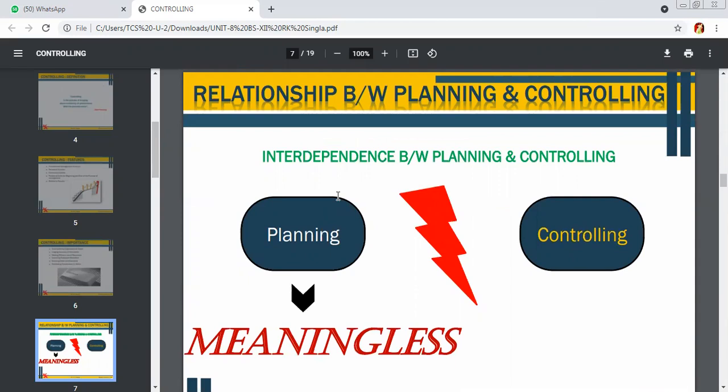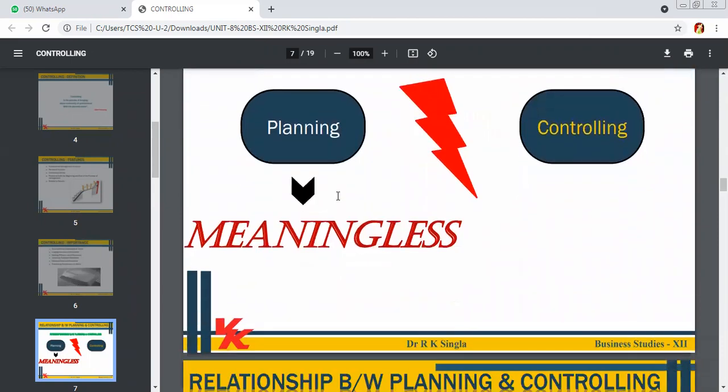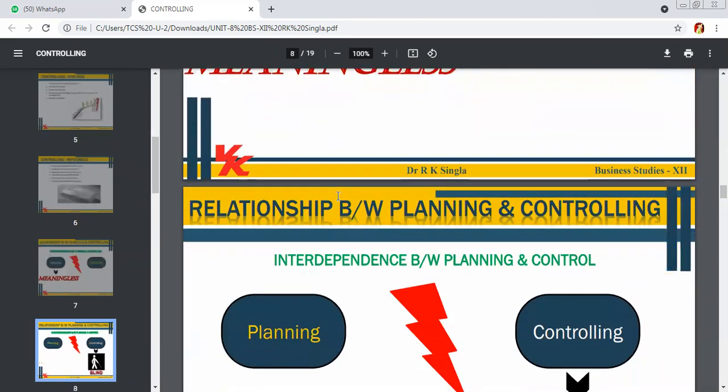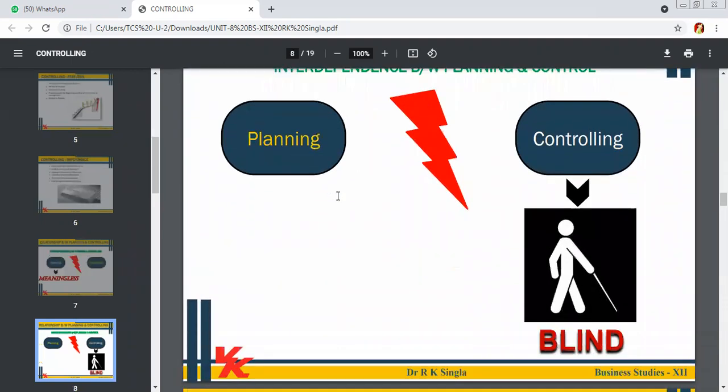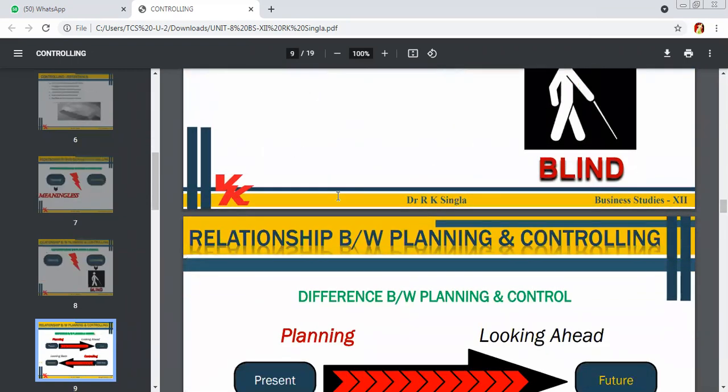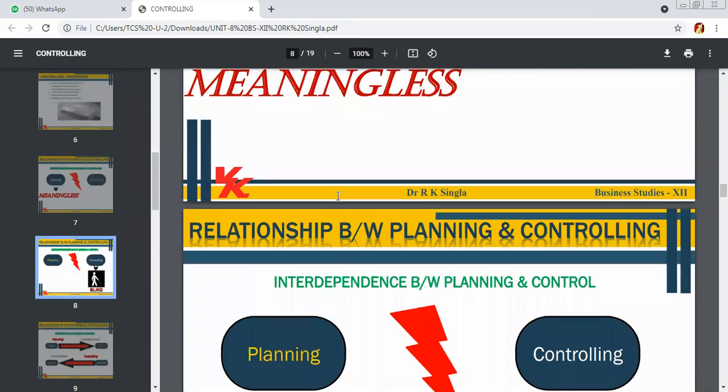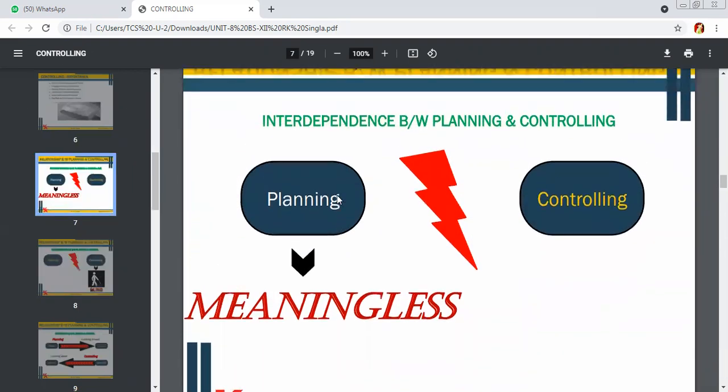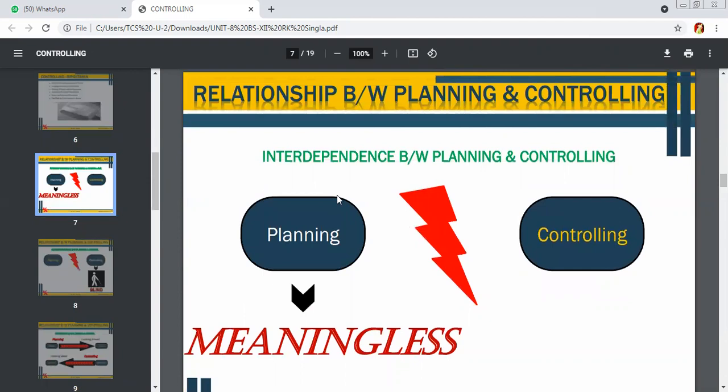So if we talk about the interdependence between planning and controlling, you can give it in the form of the difference as well as the relationship between them. If we see, planning is meaningless without controlling, and controlling is blind without planning. See, let me explain first. Planning is meaningless without controlling.